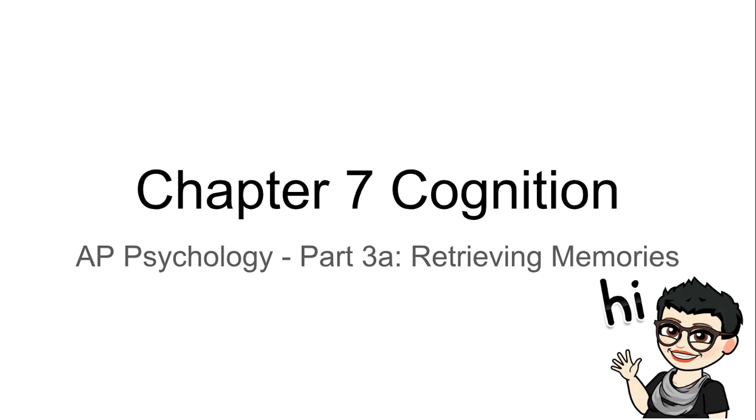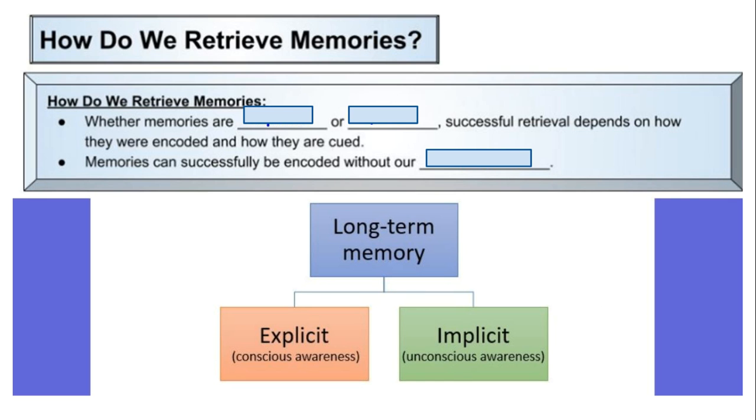And I'm going to tell you right now, this third part here is going to be in basically 3 parts. So follow along, and then we're going to have some other ones that are going to kind of continue here. So how do we retrieve memories? Well, whether memories are implicit or explicit, successful retrieval depends on how they were encoded and how they're cued.